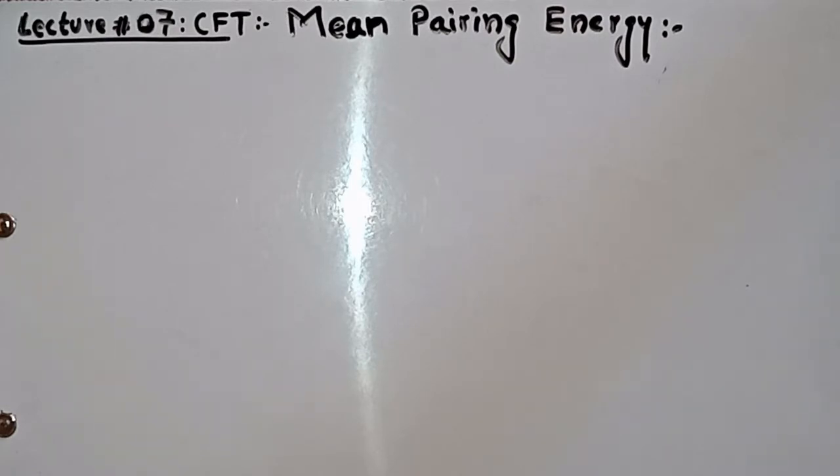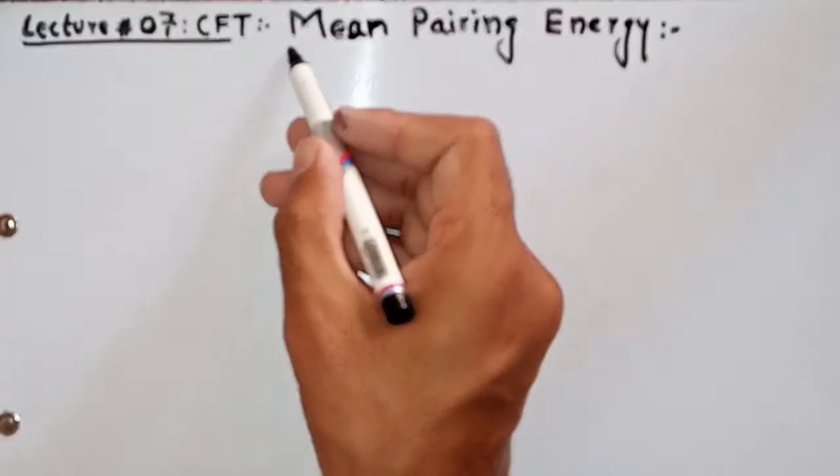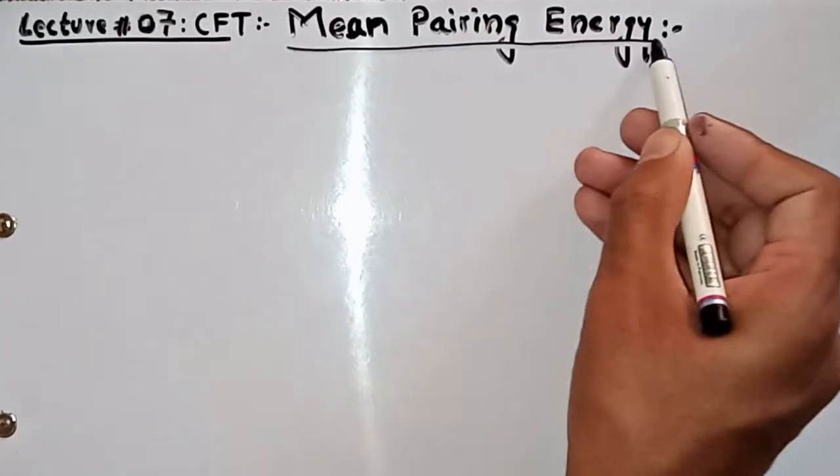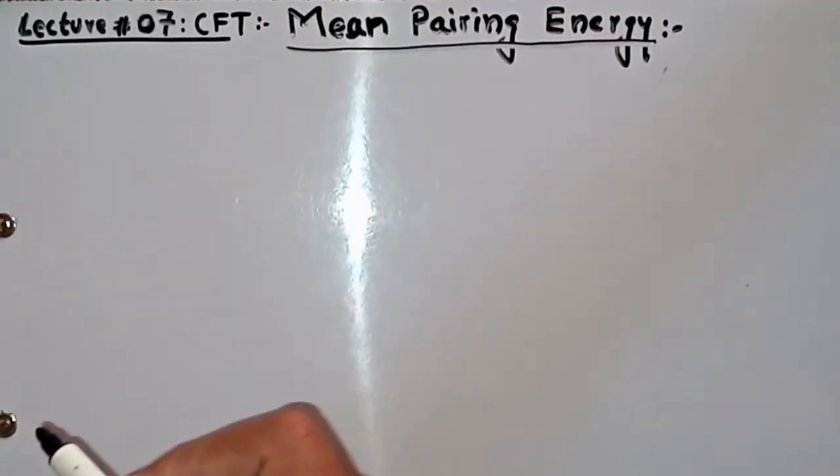Thank you. Okay, today is lecture number 7 of crystal field theory. The topic in crystal field theory is mean pairing energy. What do you mean by mean pairing energy? What is the meaning of mean pairing energy?